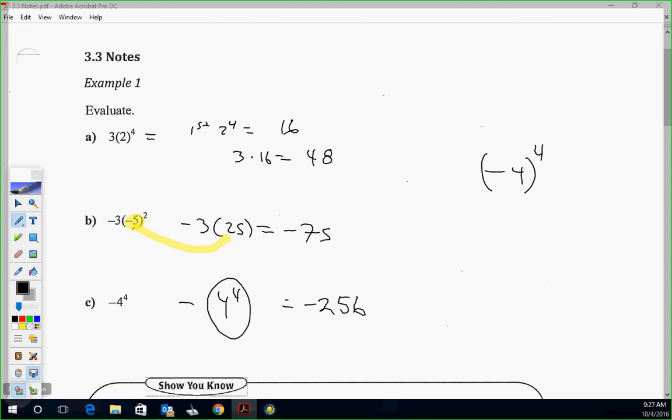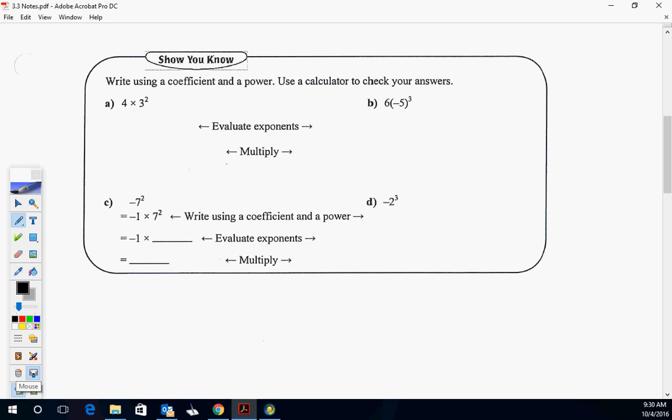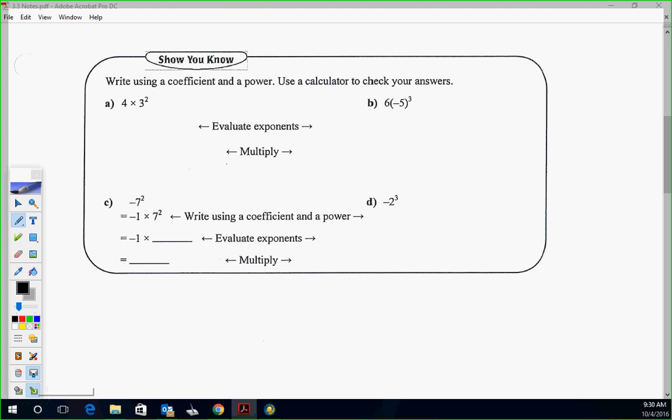Okay, cool. So then let's see the show you knows here. Duffy, you can do A. And then Jack, you can do B. And then Aiden, you got C, and then let's go Bree, you have D. You can just tell me. We'll just keep it simple for now. We'll go up to the board sometime, but not right now.